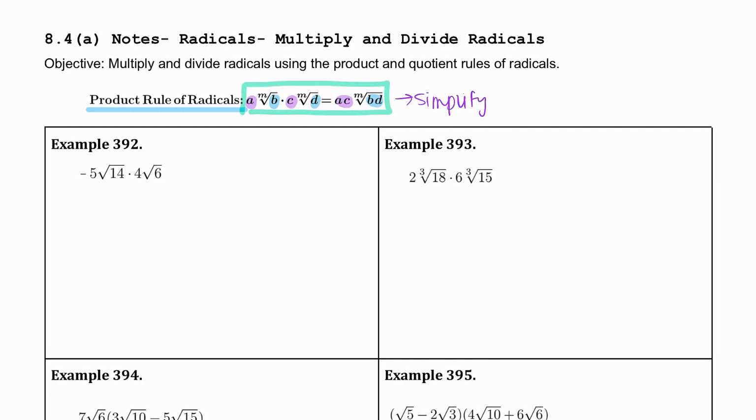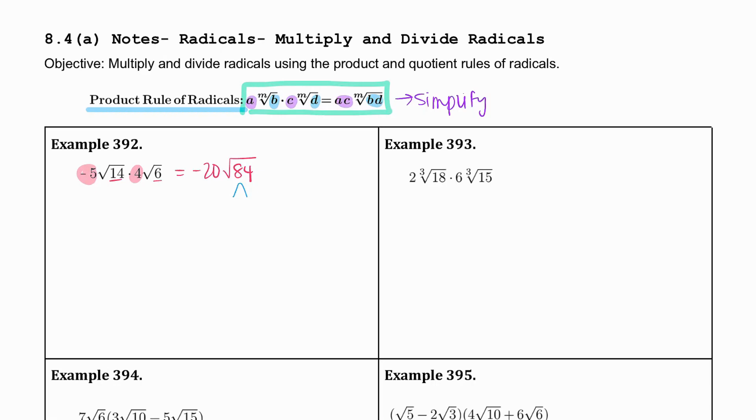Okay, so for example, on 392, we have negative 5 square root of 14 times 4 square root of 6. They are the same index, so we can multiply them. So if we multiply our coefficients, we get negative 20. If we multiply our radicands, 14 times 6 gives us 84. And now we need to simplify this, and you can simplify it whichever way you prefer. You could use the factor tree, or you could look for the biggest perfect square that will fit into 84.